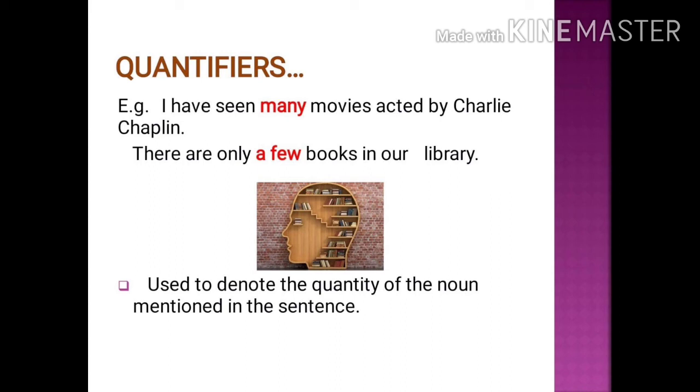Look at the examples given here, children. I am saying, I have seen many movies acted by Charlie Chaplin. I am using the quantifier many with the noun movies, and I am denoting the quantity of movies I have seen. I have seen many movies.